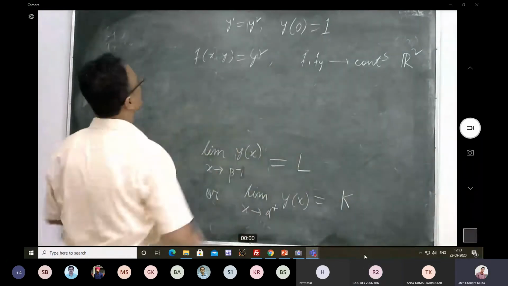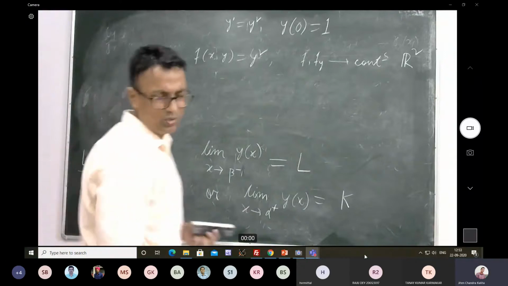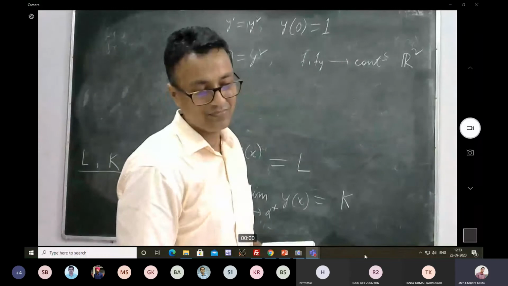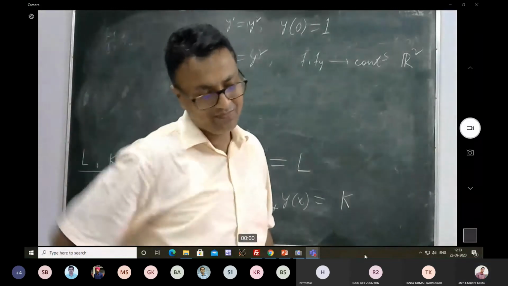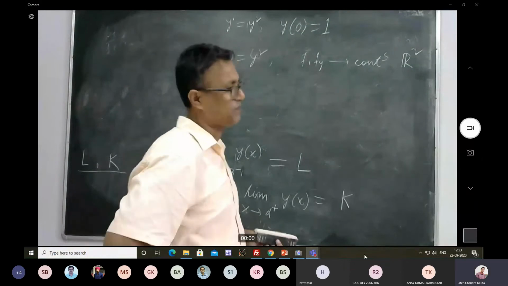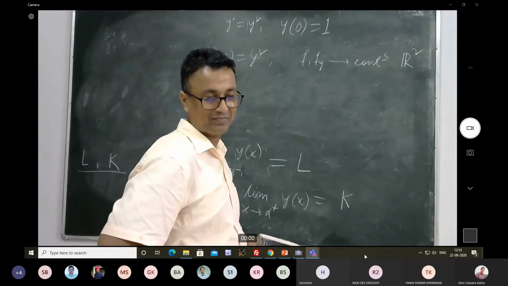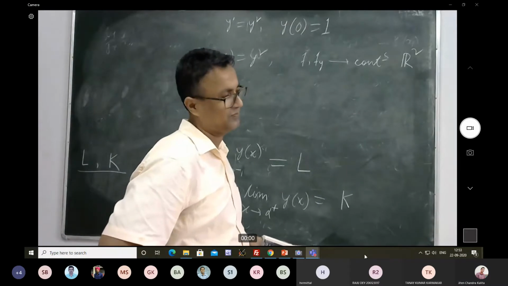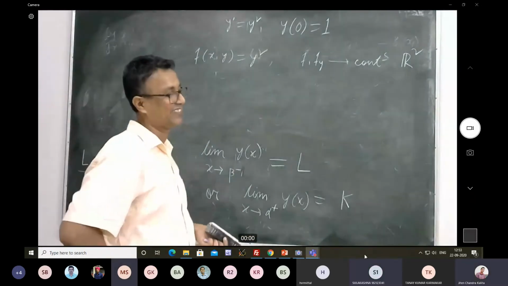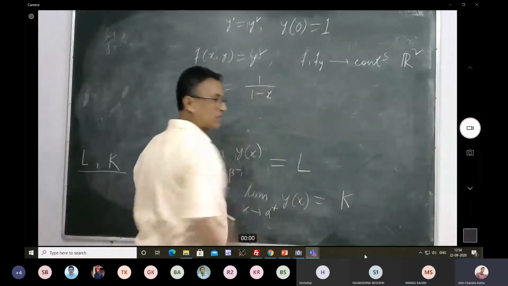So now, if you want to solve this, what are you going to get? Can you give me the solution, please? Has anybody found the solution? y equals 1 by 1 minus x. y equals 1 by 1 minus x.